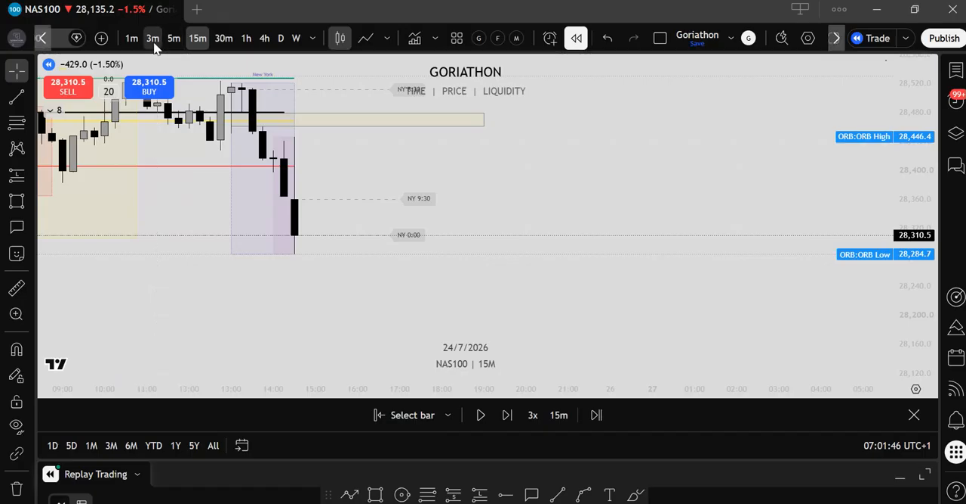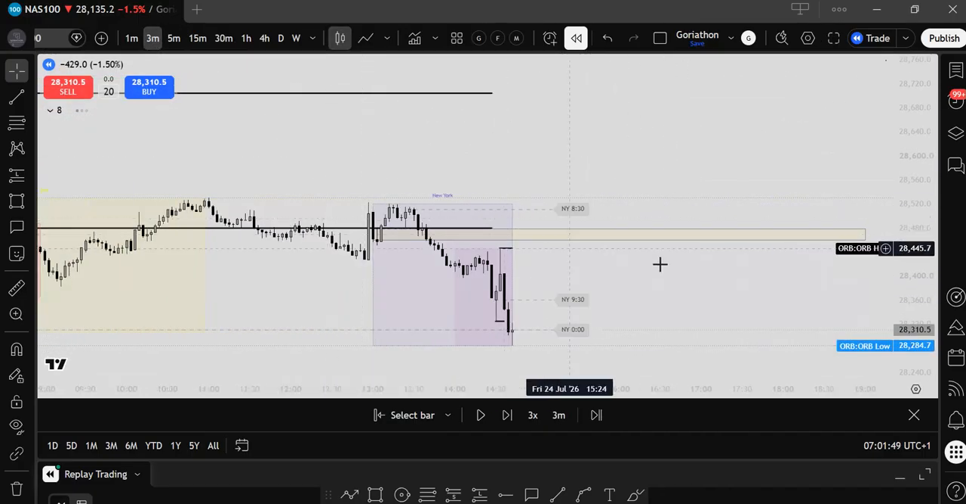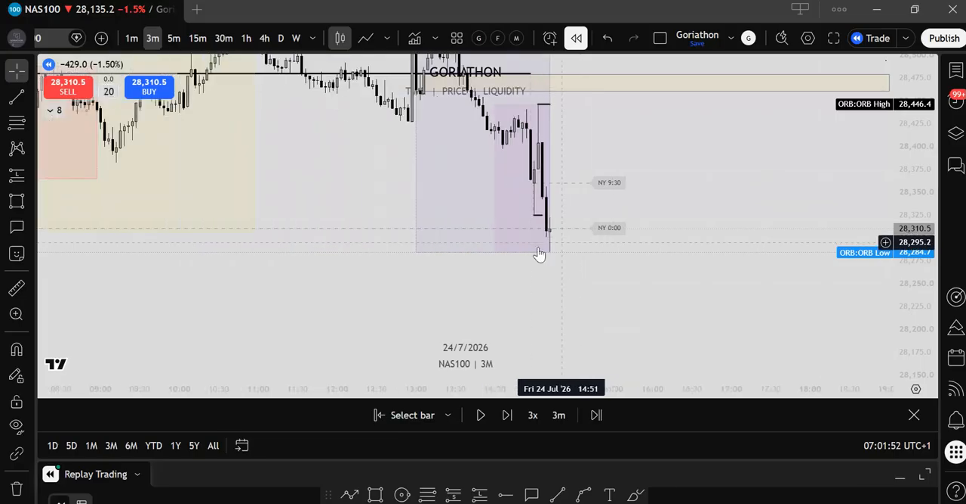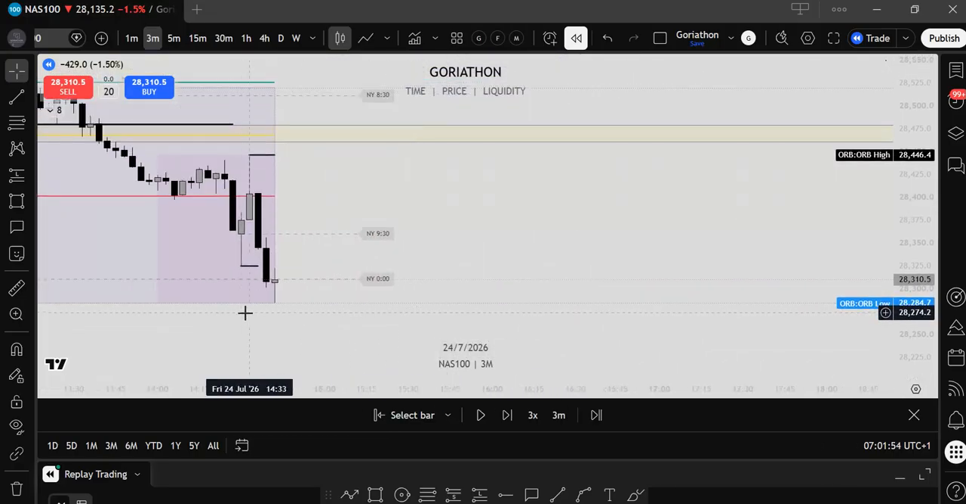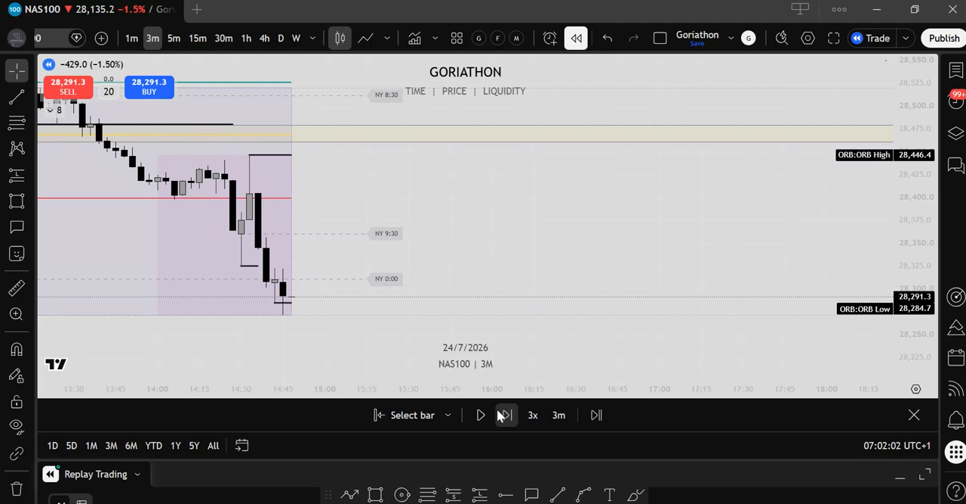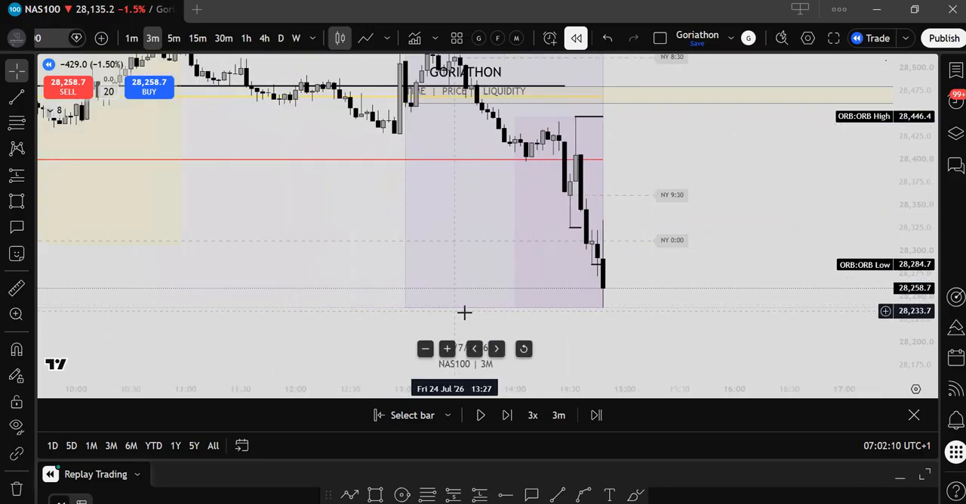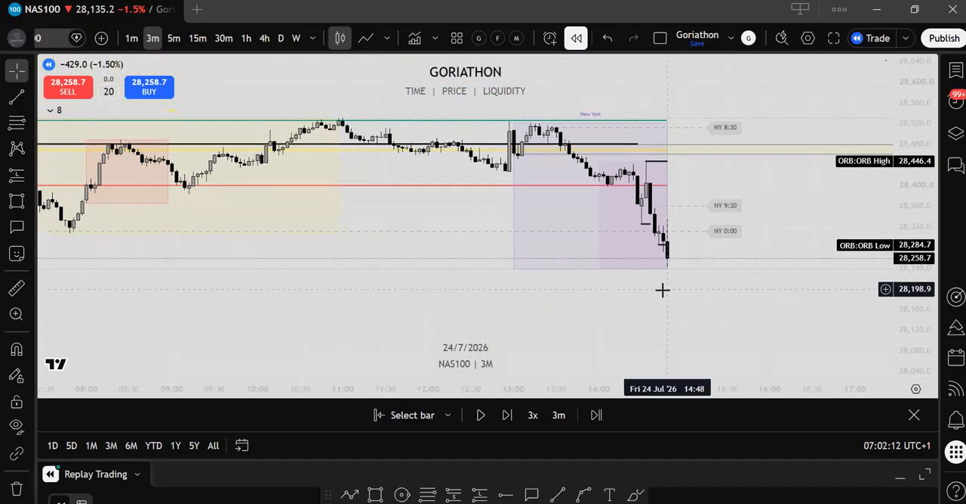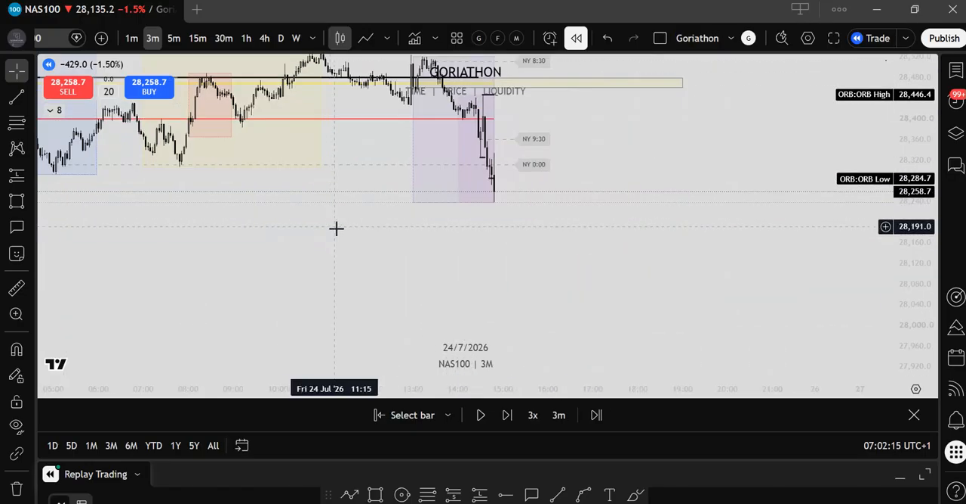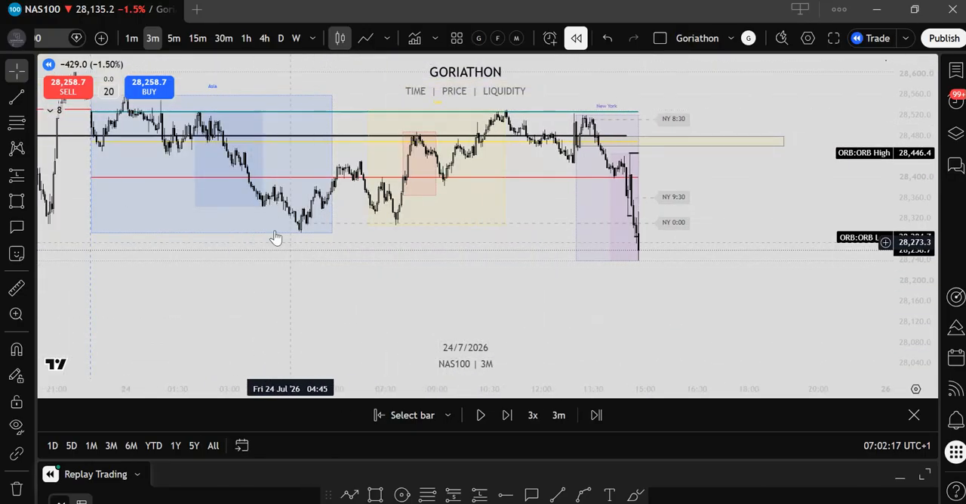Right. Switch to M3. Okay, what can you guys see here? So this is the range low, this is the range high. We've got a breakout. So volume profiles are off the chart. So what can we expect? We've also swept the Asia lows as well.